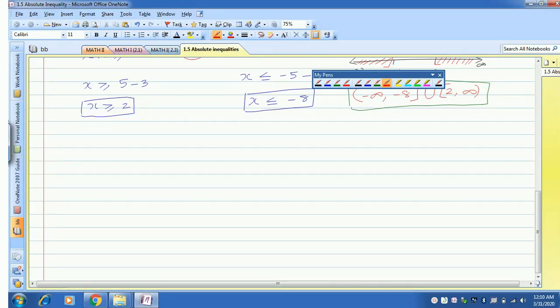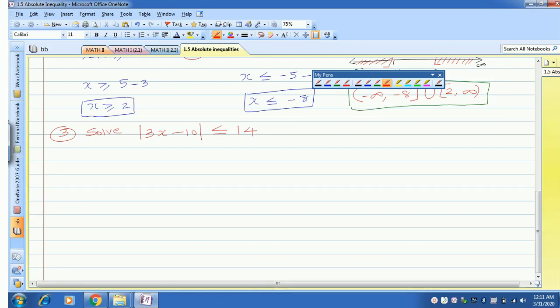Another example, question number 3. Solve: the absolute value of 3x minus 10 is less than or equal to 14. Now I have to discuss 14. It is a positive number, so we use the first rule or the second rule.